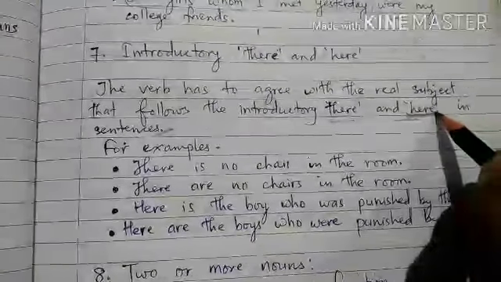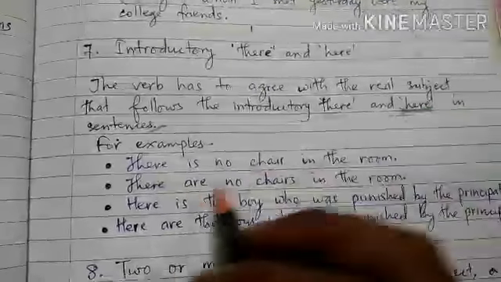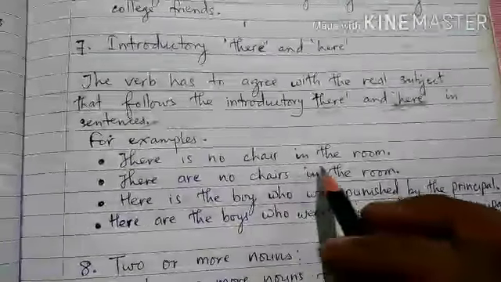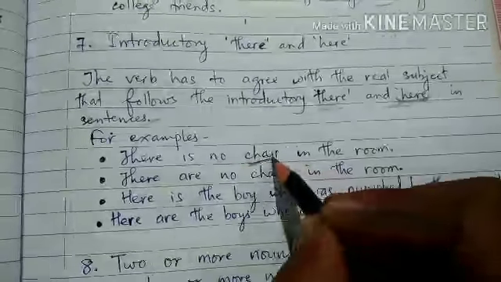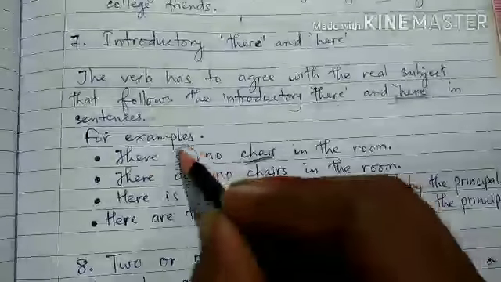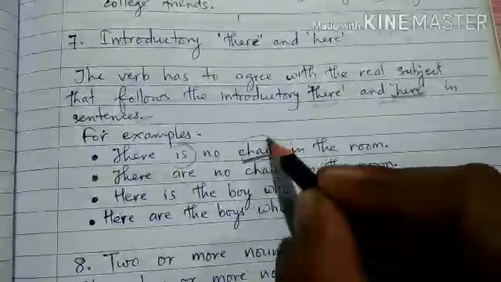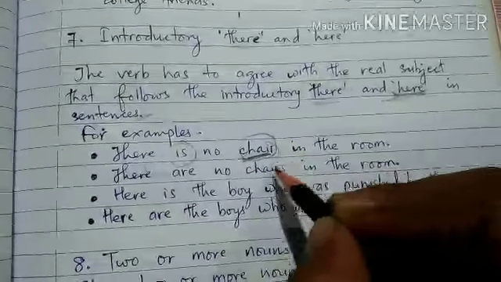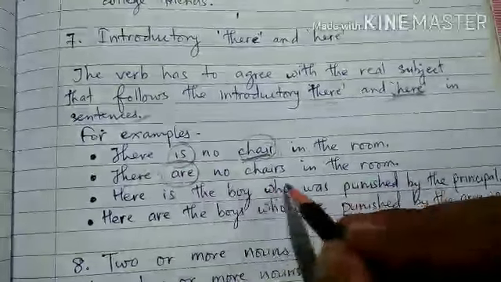Depending upon that singular or plural number of nouns, we have to use a singular or plural verb. Like, there is no chair in the room. There is no chair. We are talking about chair. It is singular, so "is" is singular. But if I write the same sentence, if I change the real subject into plural, chairs, it becomes a plural verb. There are no chairs in the room.